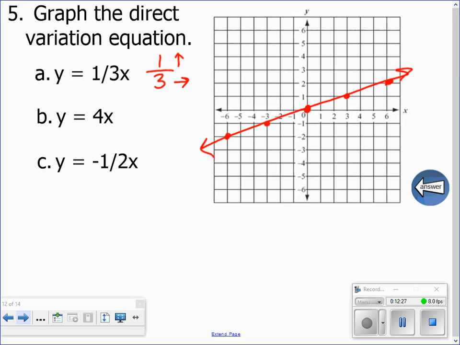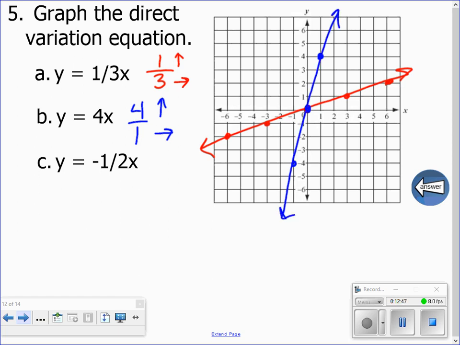For looking at 4x, again, we're starting at the origin. 4 is the same thing as saying 4 over 1. So I can go up 4 and right 1, or I could go down 4 and left 1. That would be the same. Okay, so if I need to go backwards to get more points, just do the opposite.